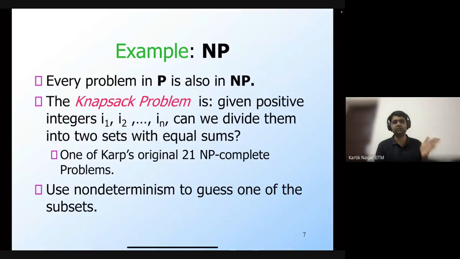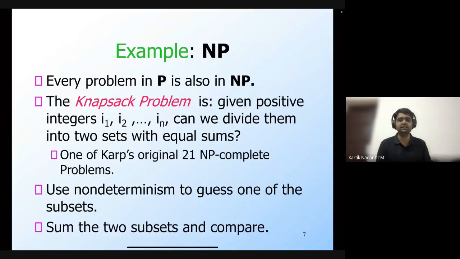So how do we design a non-deterministic Turing machine to solve this problem? You can non-deterministically choose to partition this set of n integers into two sets. Then you can simply check whether the sum of the integers in both the sets is equal. So you sum all the integers in the two subsets and compare, and if they are equal, then you accept.